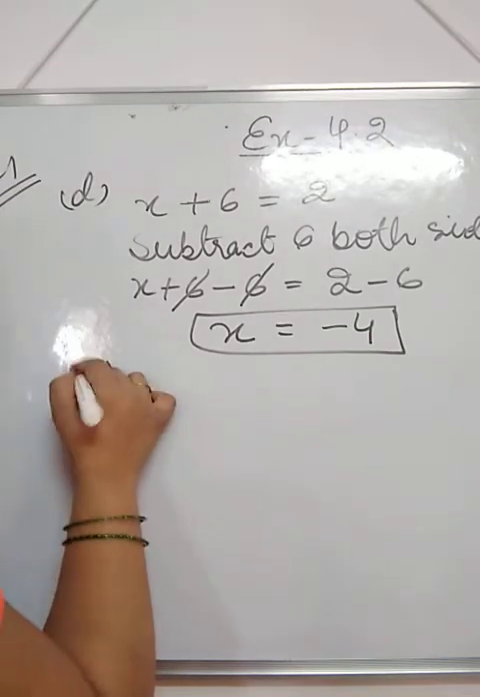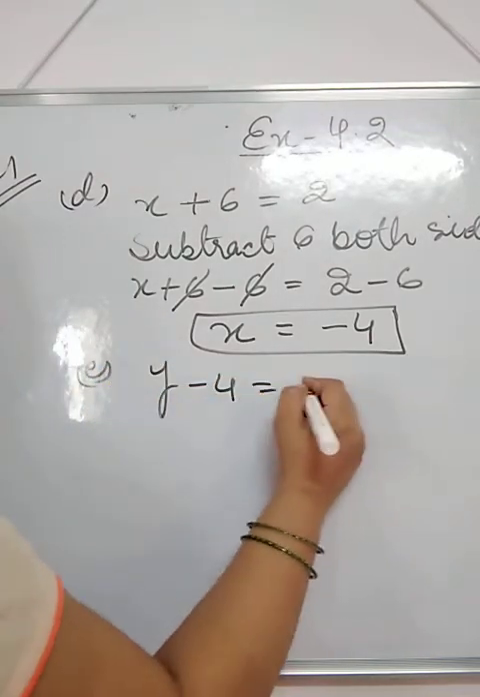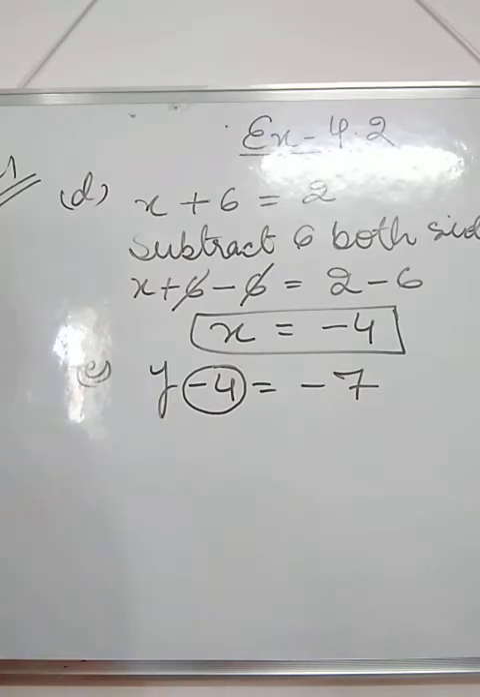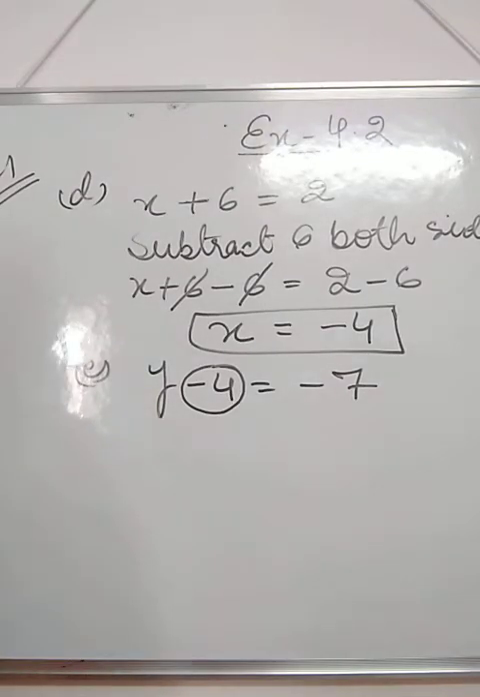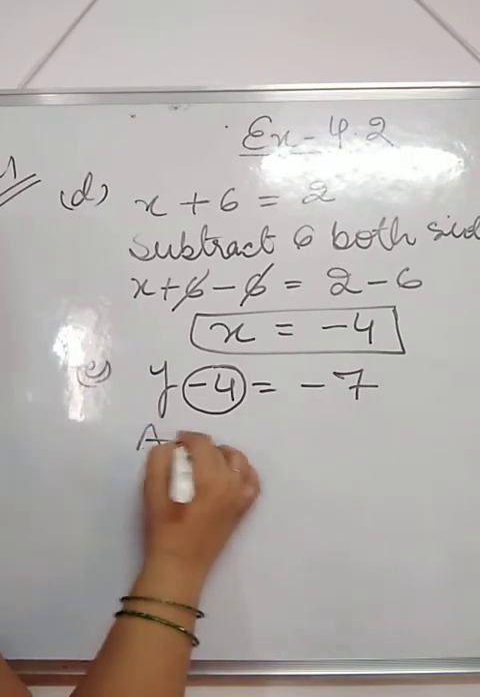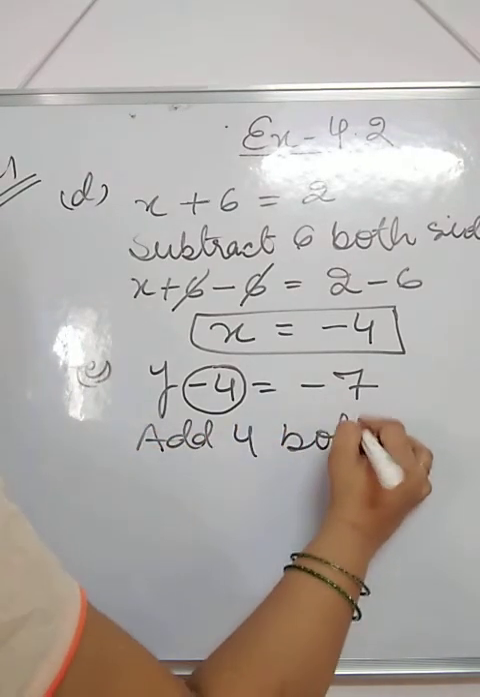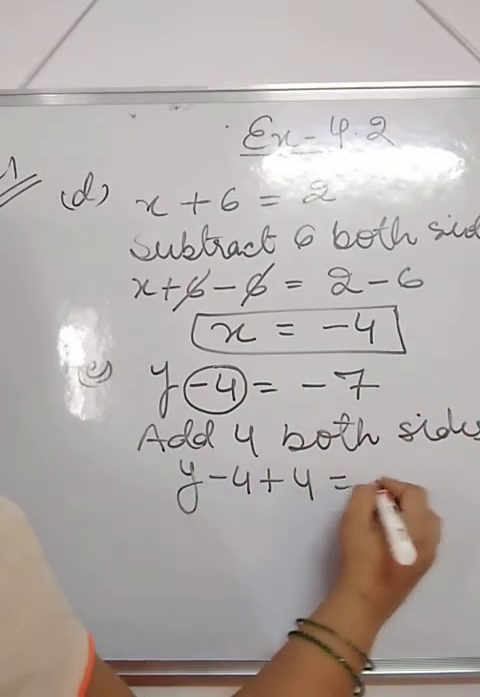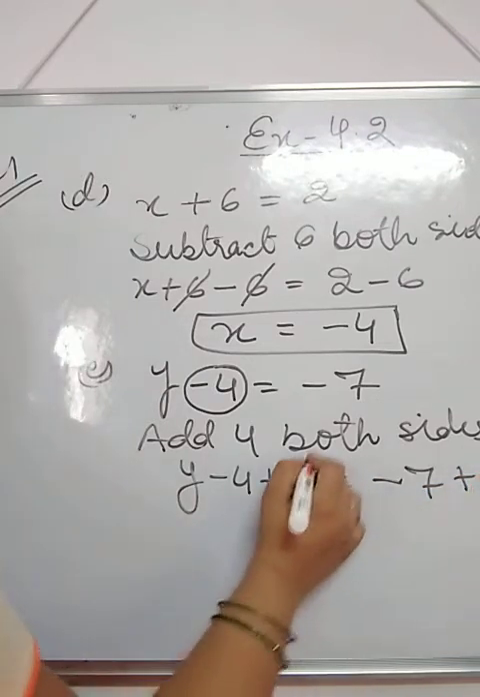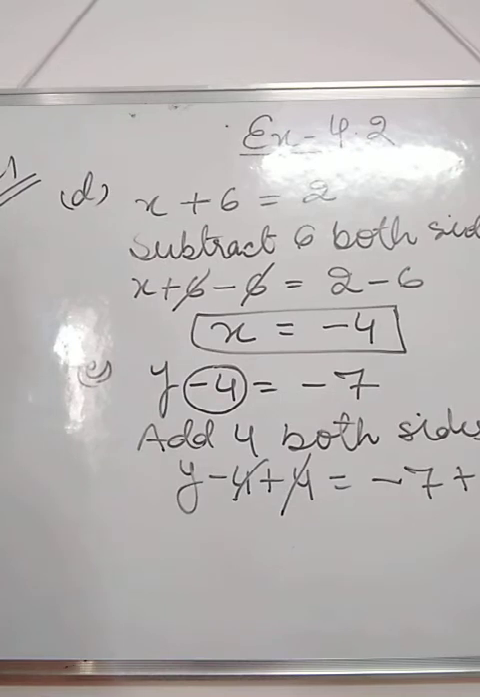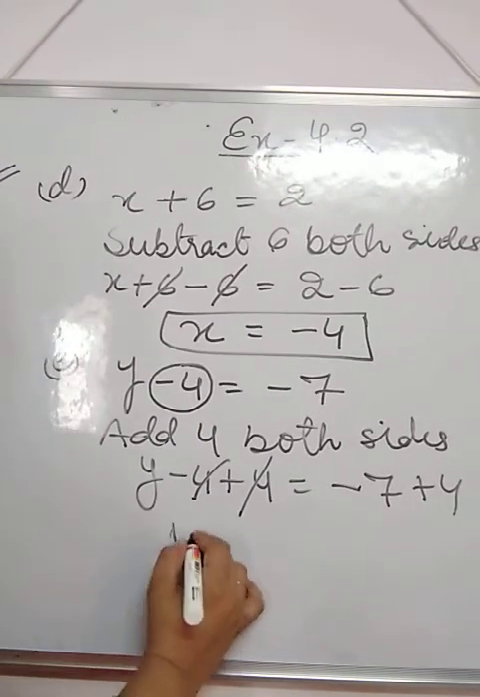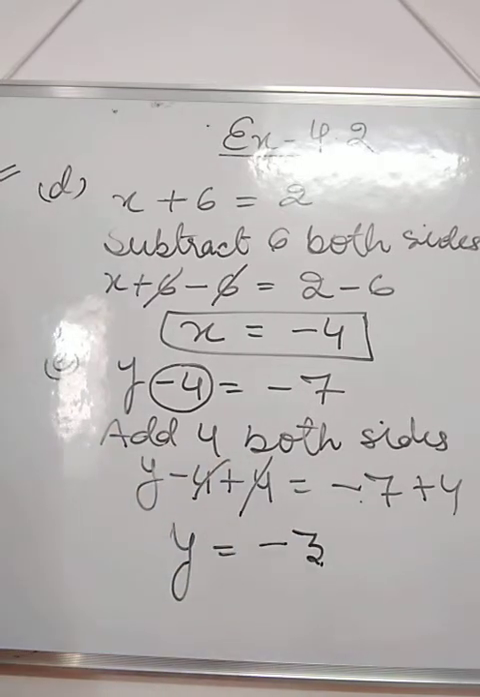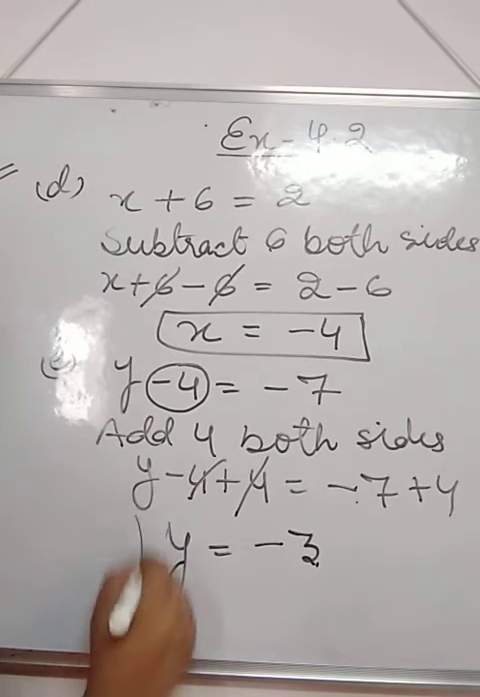Now see E part. y minus 4 is equal to minus 7. Now what is with the variable here? Minus 4. The opposite operation of subtraction is addition. So we will add 4 both sides. y minus 4 plus 4 is equal to minus 7 plus 4. Now this plus 4 is cancelled with this minus 4. Now what is left here? y is equal to minus 7 plus 4, which is minus 3. Okay. So the value of y is minus 3.